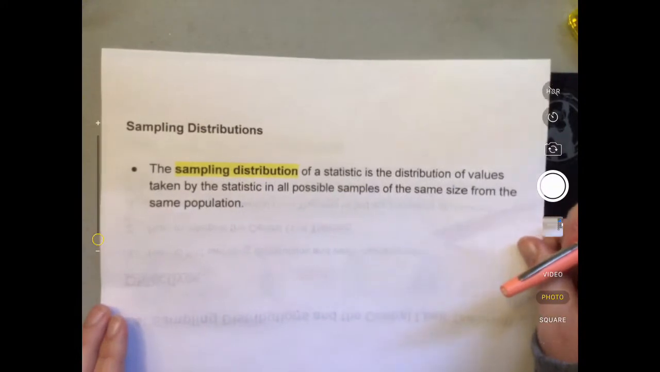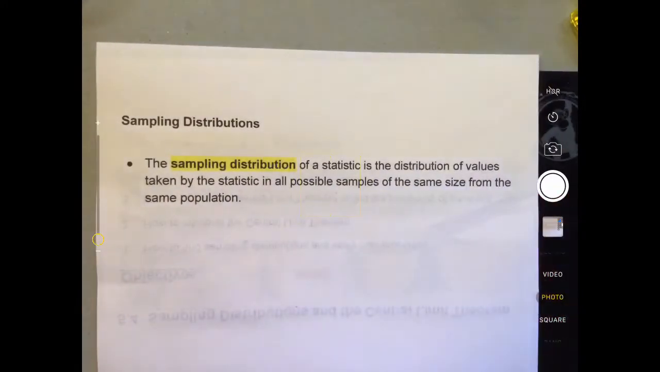First things first, what is a sampling distribution? The sampling distribution of a statistic is the distribution of values taken by the statistic in all possible samples of the same size from the same population. I'm going to refer you to a Party Sabetti video here, but essentially, I could take all of your heights and put them on a dot plot on the board, but we're not there, and it might not look exactly symmetrical.